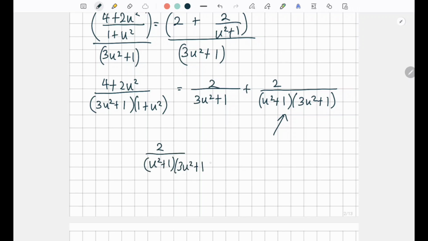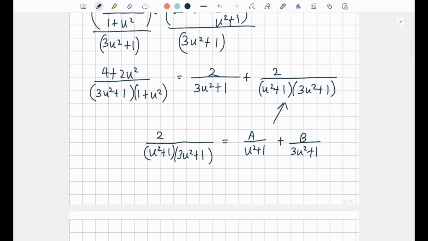So the way you can do this, you could write 2 over (u squared plus 1)(3u squared plus 1) equals a over u squared plus 1 plus b over 3u squared plus 1. Now you just need to find the values for a and b. Now you can see the numerator is 2, right? So if your numerator is 2, and you can see in your numerator we don't have u squared terms, so they need to cancel off.